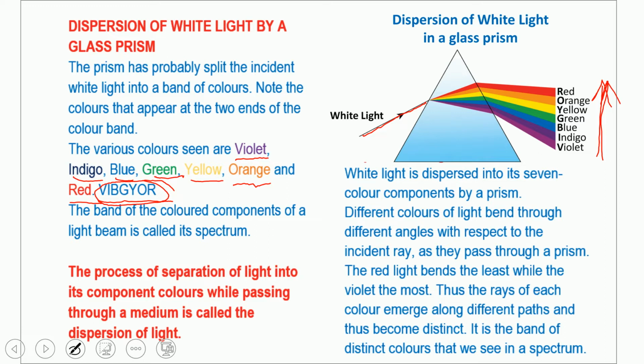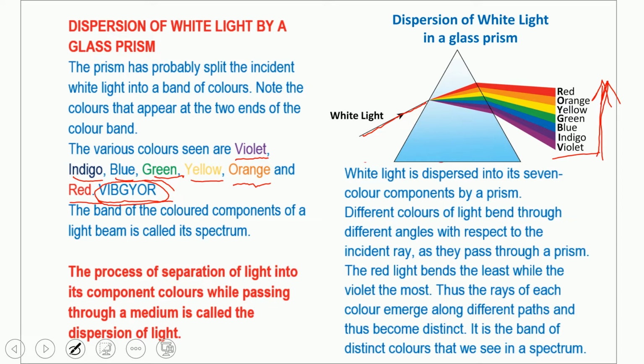In this down to up, the question is how this violet came to the bottom of this band. The answer is that the wavelength of the violet is the shortest. Because of that, it is the most deviated. Among these colors, the most deviated is the violet. You just remember, it is very important.